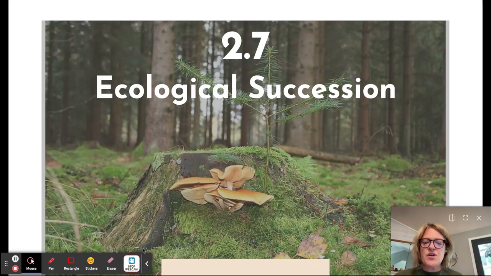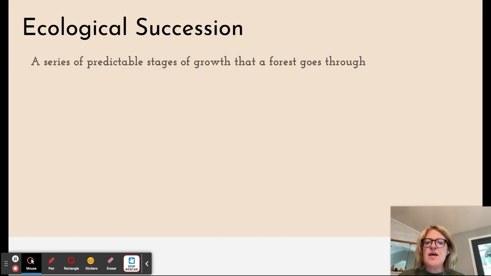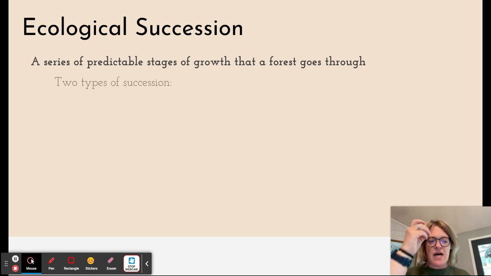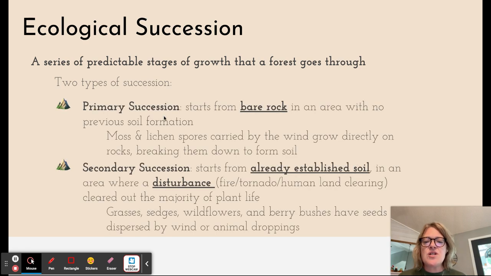Okay, so today's notes are going to be on ecological succession. And succession is just a series of predictable stages of growth that a forest goes through after a disturbance of some type. There's two types of succession that can occur. They're called either primary succession or secondary succession.